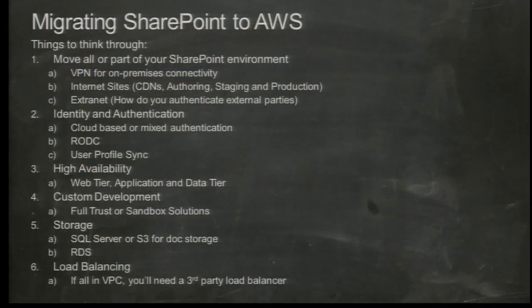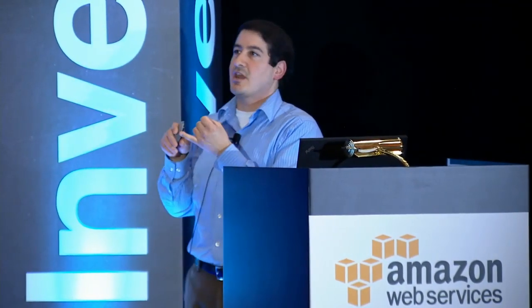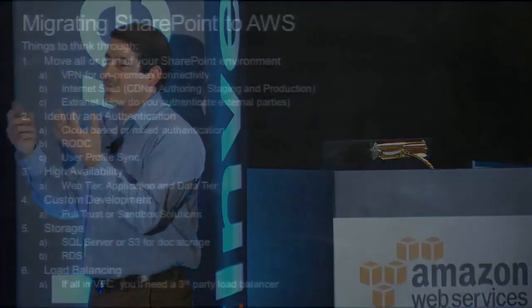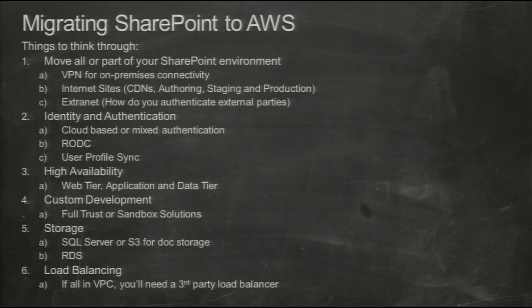Oh, the last thing I will talk about is just really quickly on load balancing. ELB, the Elastic Load Balancer, our network load balancer, if it's all within a single VPC, you're going to have to use a third-party load balancer with SharePoint. Things like HA Proxy or NetScaler from Citrix or F5 or whatever your load balancer of choice actually is. If you're using it for internet scenarios, pure HTTP scenarios over the public internet, then ELB will work fine for you. So that's just something to think about as well.